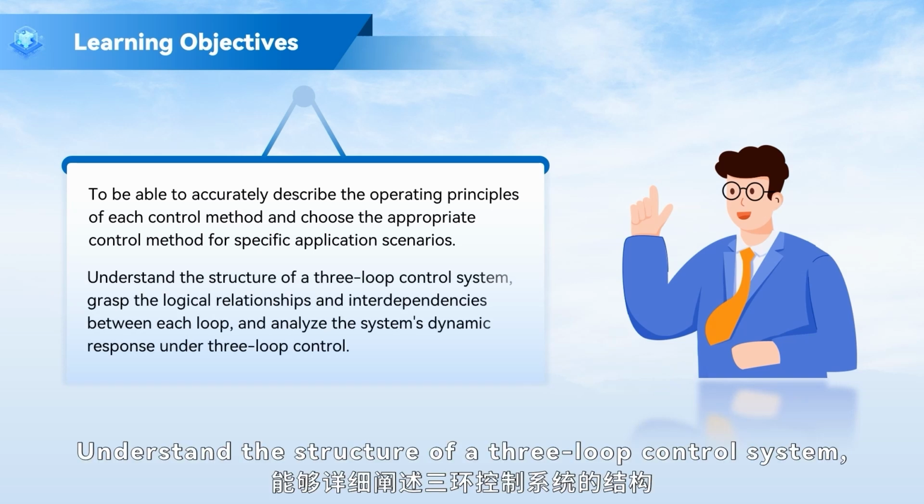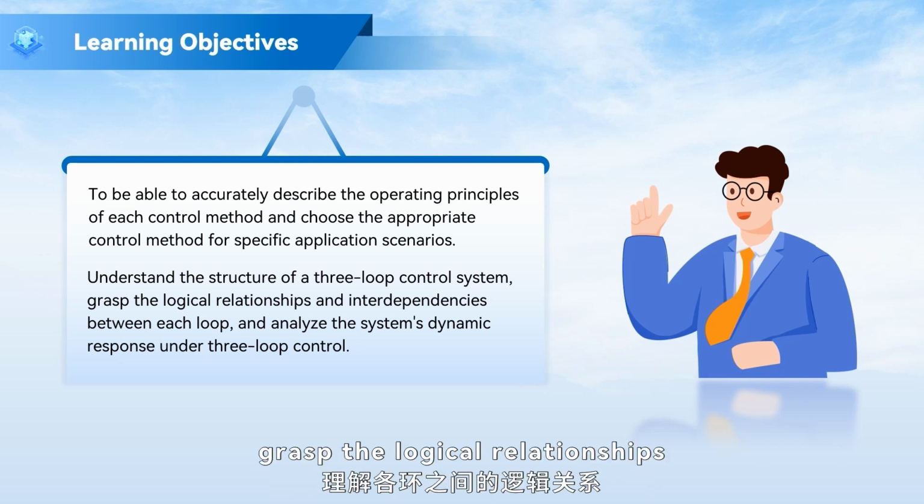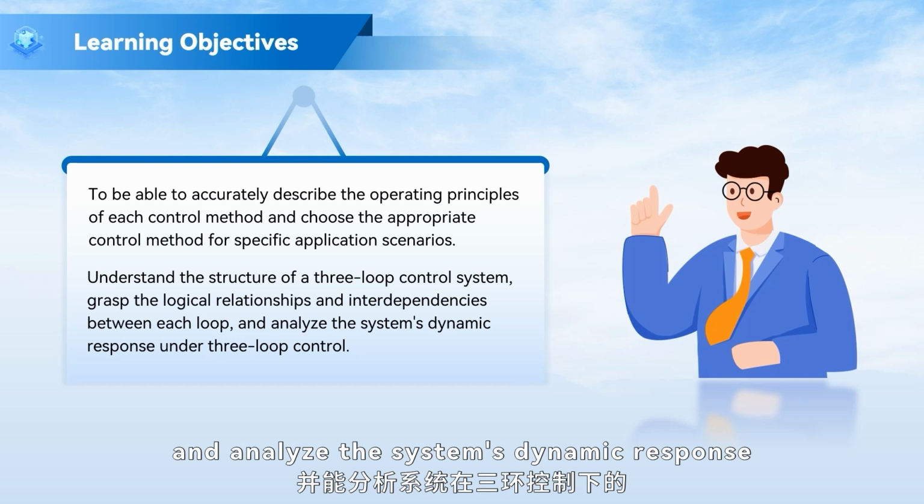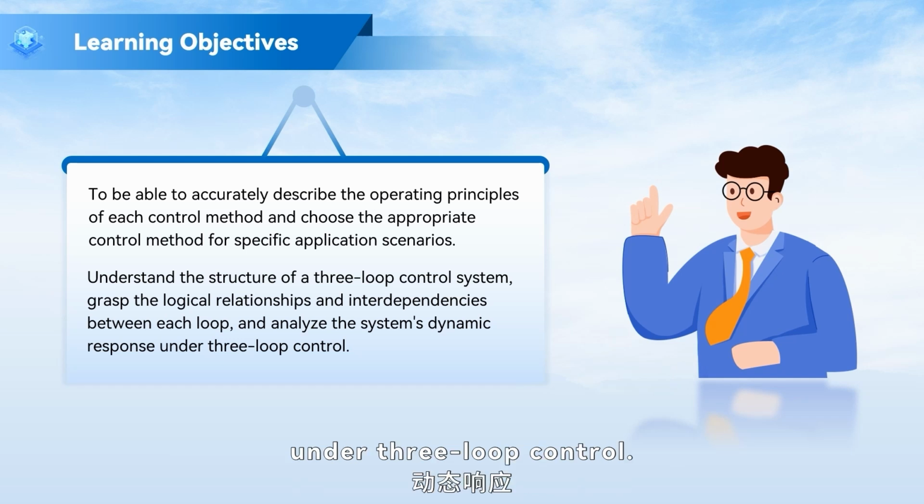Understand the structure of a three-loop control system, grasp the logical relationships and interdependencies between each loop, and analyze the system's dynamic response under three-loop control.